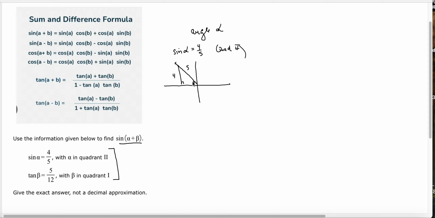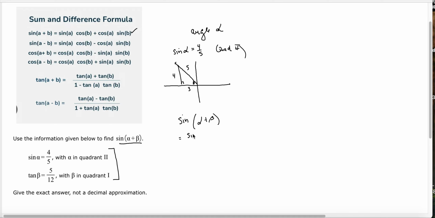Then we can find the adjacent side by using the Pythagorean theorem. Since this is a 3, 4, 5 triangle, that one I know, although we could have just used the Pythagorean theorem to find it. Once you have all three sides of that triangle, I can find sine, cosine, tangent, or any of the reciprocal functions of that angle alpha. So what will we need? Since the question is asking us to find sine of alpha plus beta, let's use that sum formula, the first one up here.